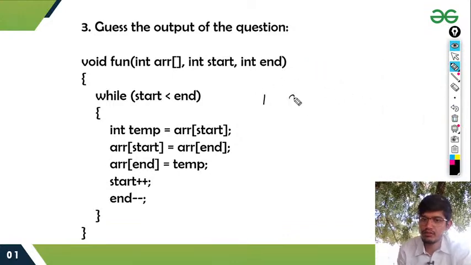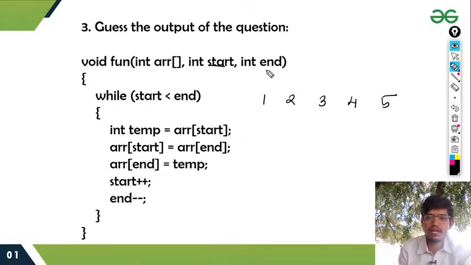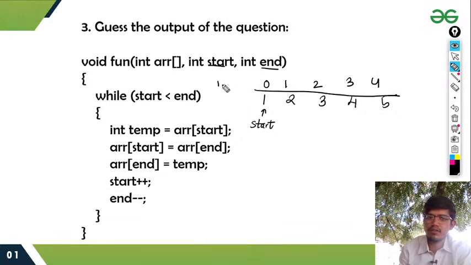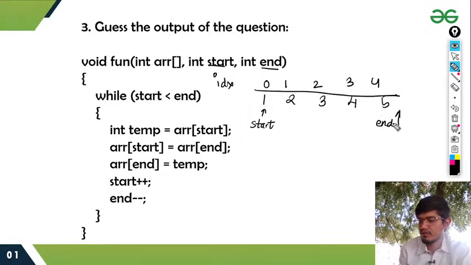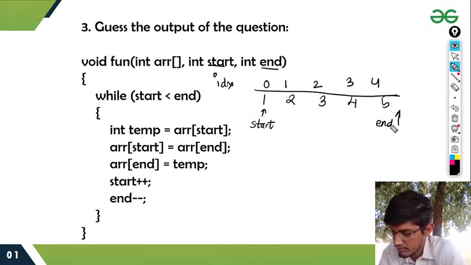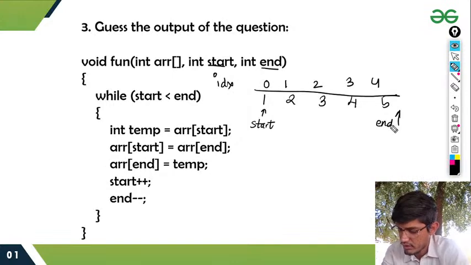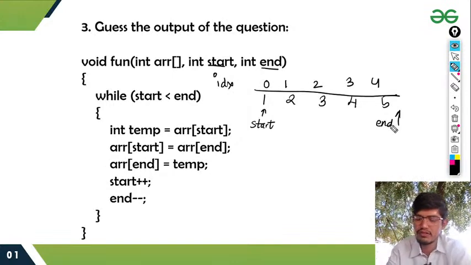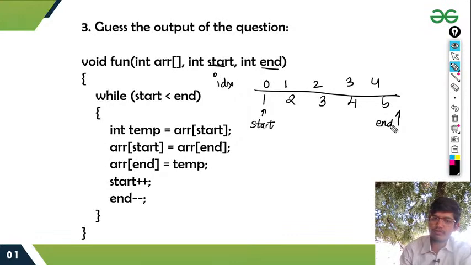So we have 1 2 3 4 and 5. We have a start index and an end index. The start index is pointing to array of 0, the indexes are something like this, and we have the end index pointing here. The structure is telling us it's reversing. The value which we'll get when we run this code is 5 4 3 2 1, which is correct.